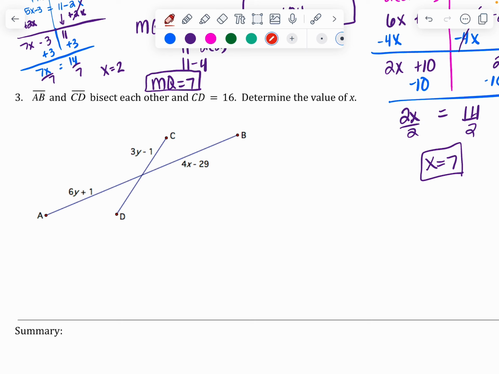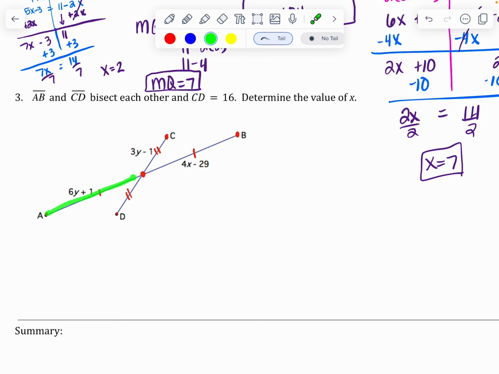Okay, so since they bisect each other, that means that this distance from here to here is congruent to this distance from here to here, and then this distance is congruent to this distance here. So notice I use 2 marks to tell the difference. It doesn't mean that this distance is congruent to this distance. It just means that they bisect each other. So this one is congruent to this one. So those distances are equal. And then these distances are equal.